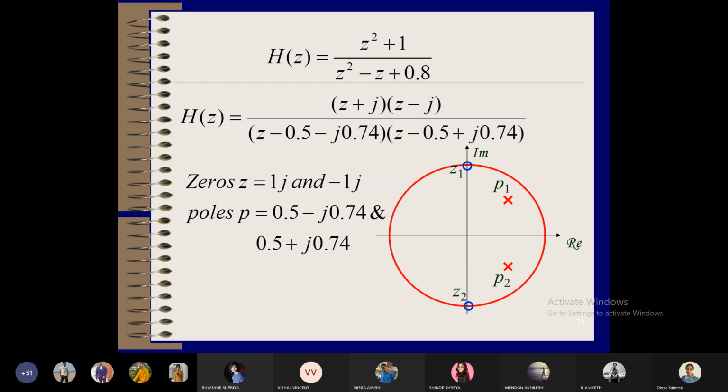Now I can tell that all poles lie inside the unit circle. Hence the system is stable. So far we were deciding the stability of the system in terms of the ROC of the system. If the ROC contains the unit circle, then the system is stable. That way we used to define the stability of the system.